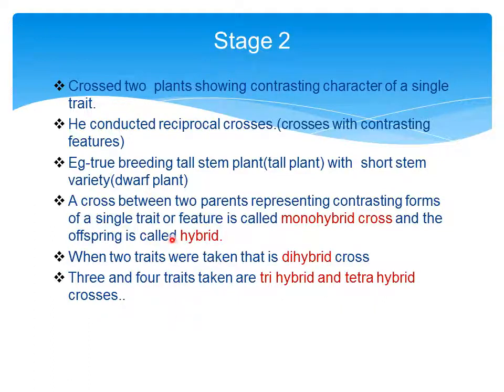He took 1 pair of contrasting characters between 2 different plants. It was not self-pollination; here it is cross-pollination, between 2 different parents. It took place with one contrasting character only, and it is called a monohybrid cross. The product is called a hybrid. If we take two characters, it is a dihybrid cross, and for 3 characters, tri refers to 3 and tetra refers to 4, so trihybrid and tetrahybrid crosses, and it goes on. Let us see what is in the next slide.